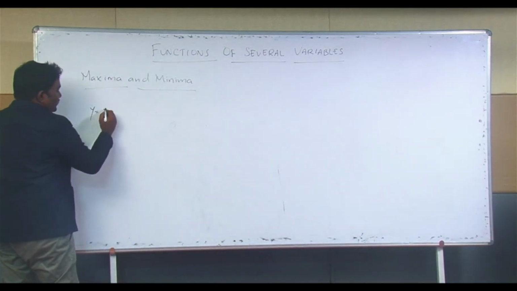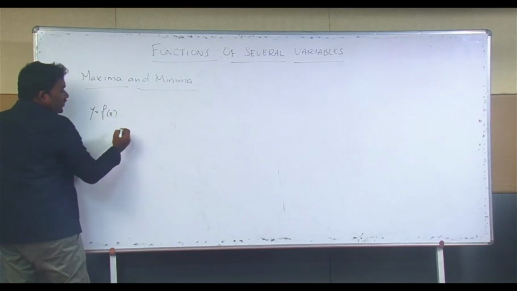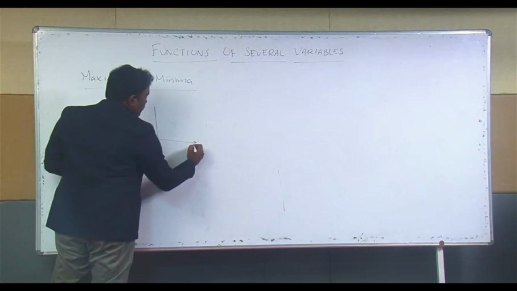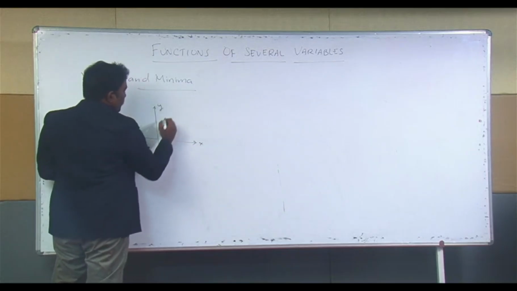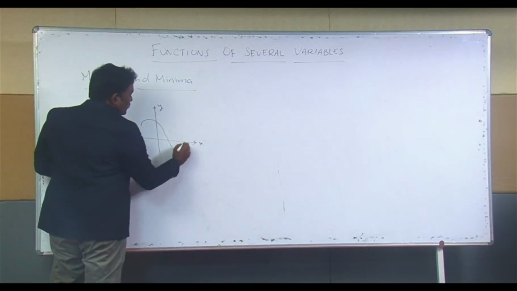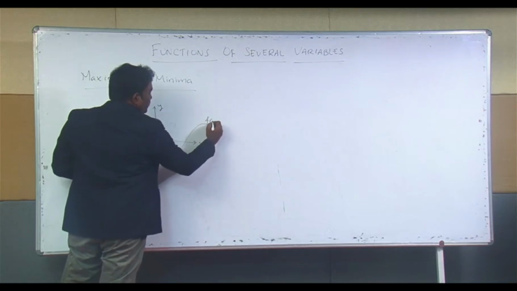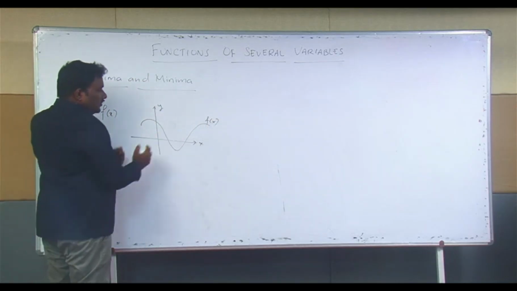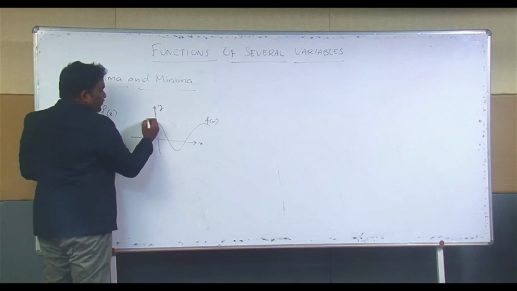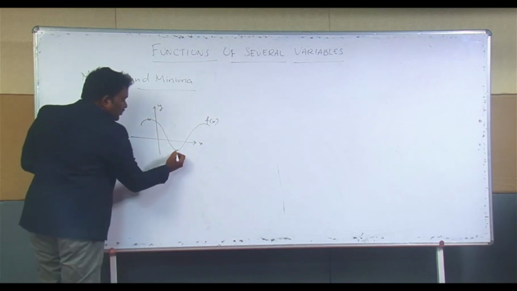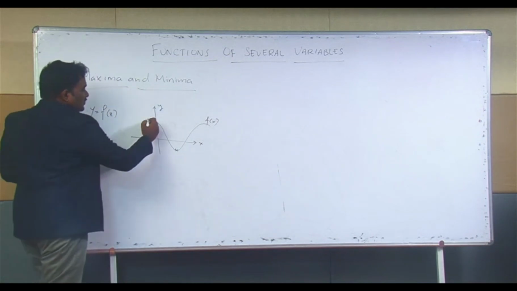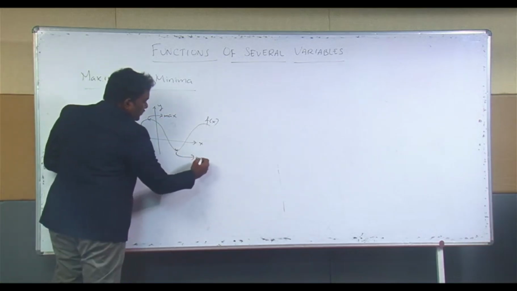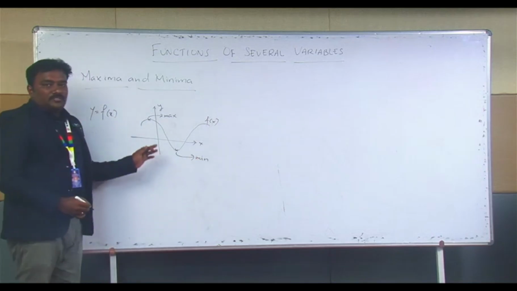So if you are given a function y equal to f of x, right? So we can find the graph of that function. Suppose, so this is my f of x for this given function. Okay, so by looking at this graph, I can say this is my maximum point and this is my minimum point. Okay, so this is the maximum value and this is the minimum value of this graph.